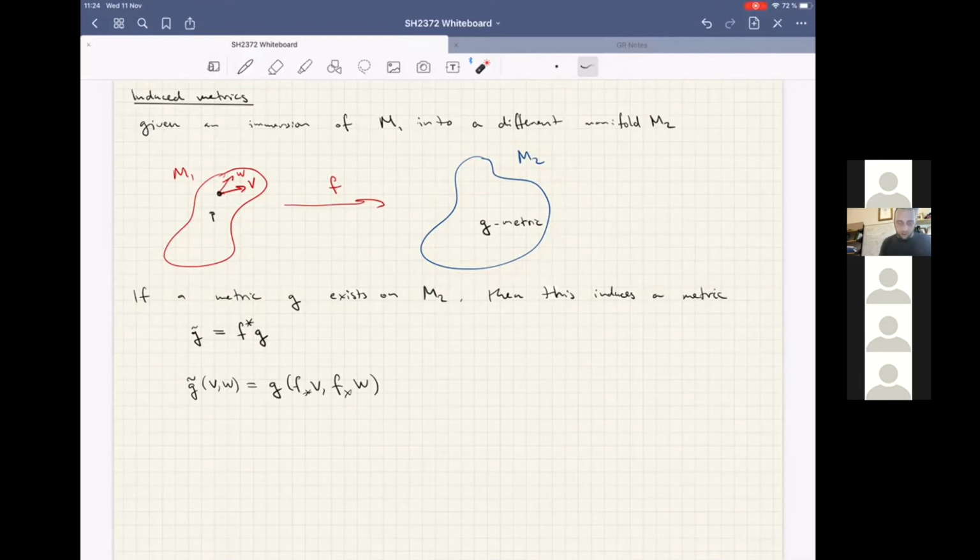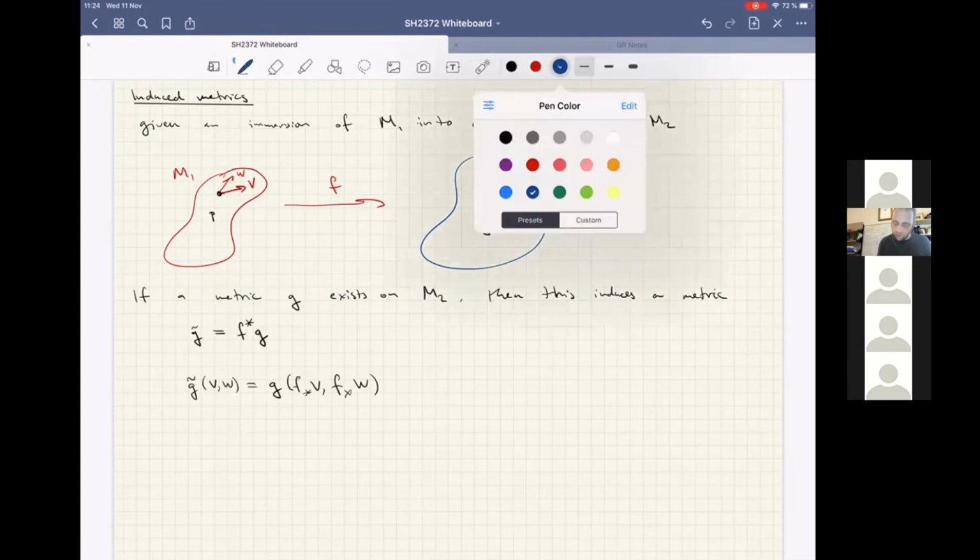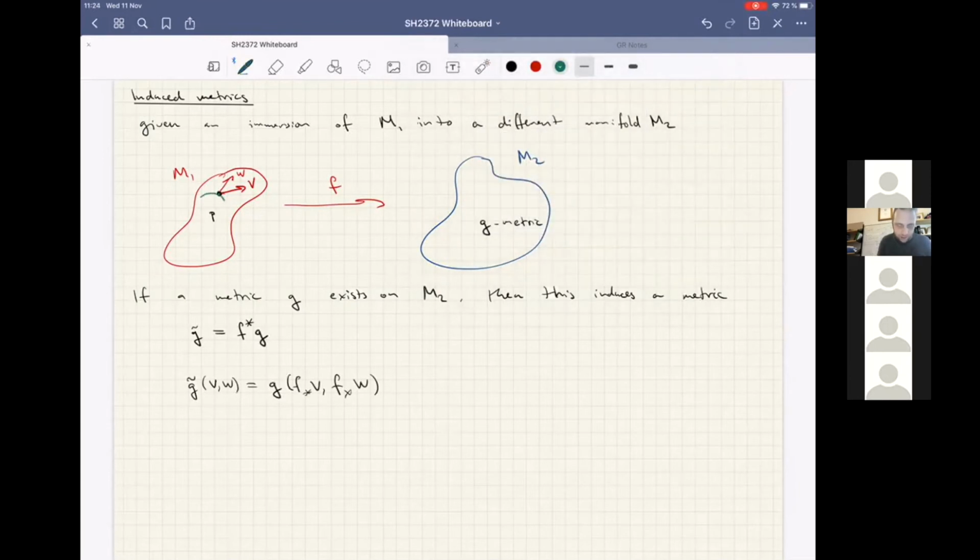So essentially it means that if we take curve lengths, for example, if I have a curve here in M1, that corresponds here to a curve in M2. And what I'm using to determine the length of this curve in M1 is just how long the mapped curve in M2 is. So I'm using the metric of M2 to determine the geometrical properties of M1.